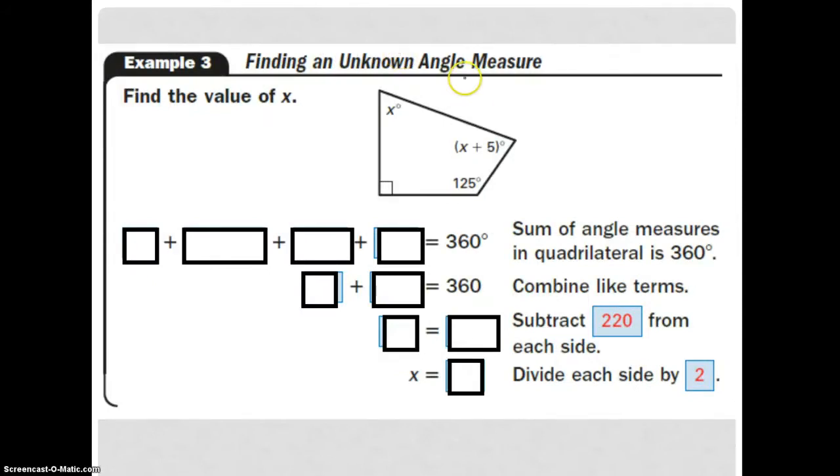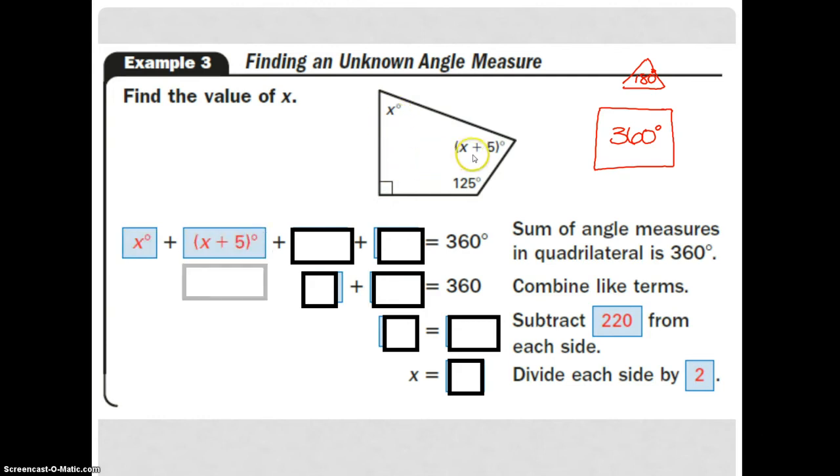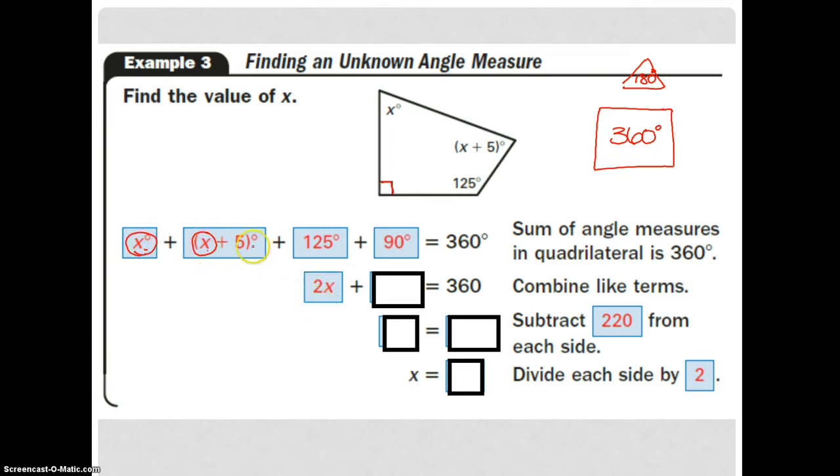Now let's find an unknown angle measure of a quadrilateral. First of all, you need to understand that when you have a 4-sided figure, all the angles equal 360. Remember when we had a triangle, it was 180, now it's 360. So let's add up our 4 angles. We have x plus 5 plus 125 plus, what's this square? How many degrees? 90 degrees. Let's combine like terms. X plus x is 2x. This 5 plus the 125 plus the 90 is 220.